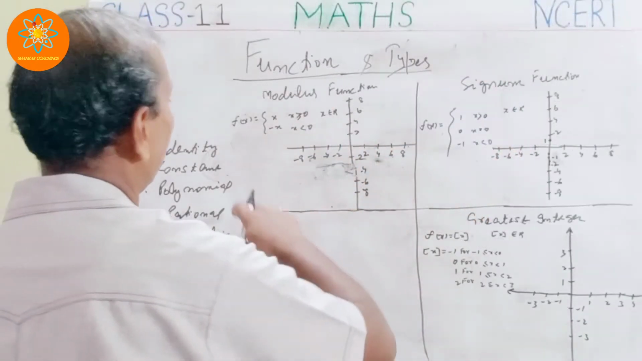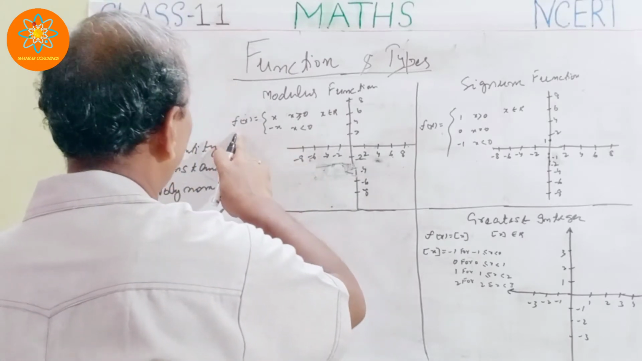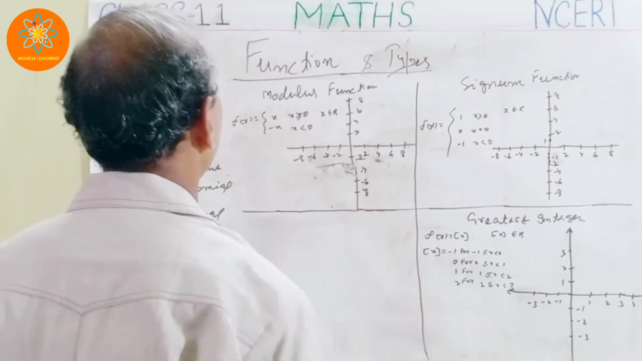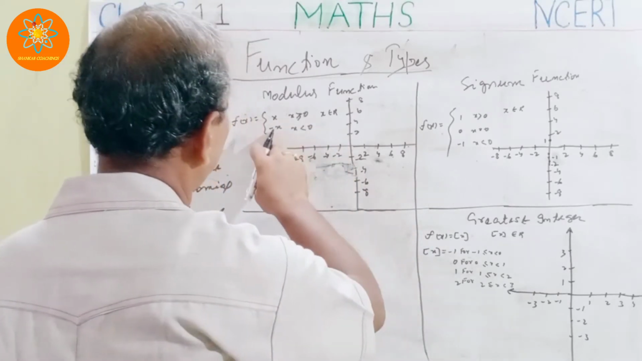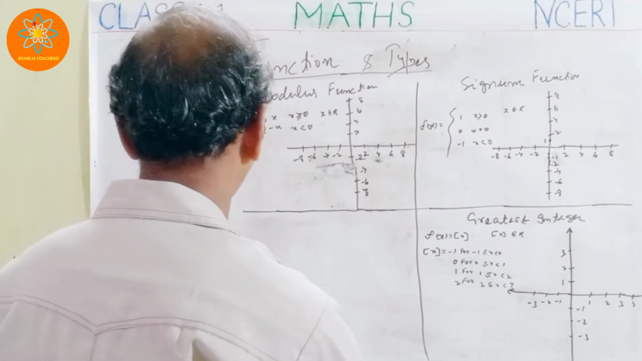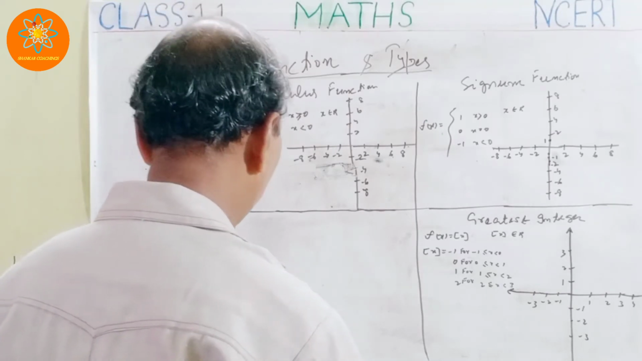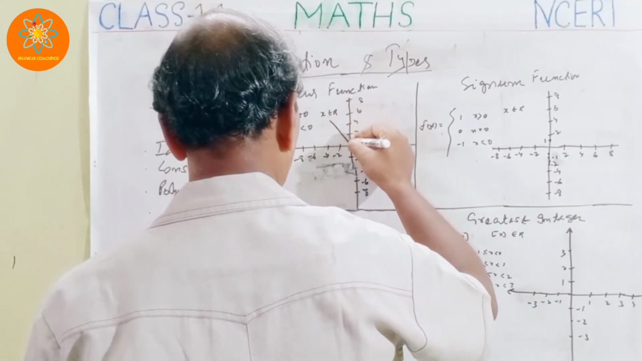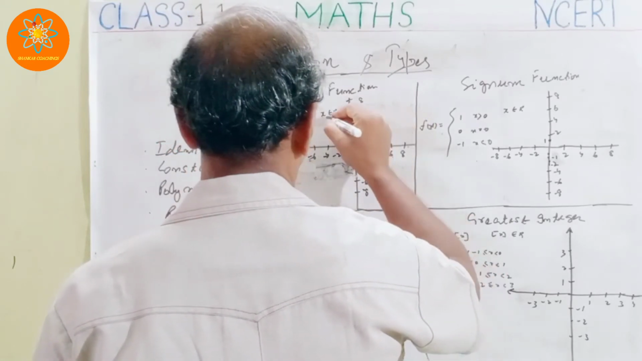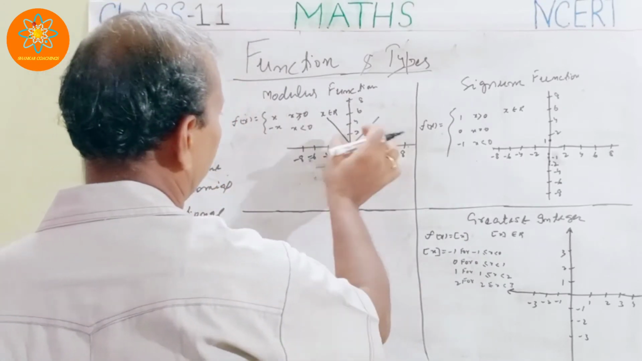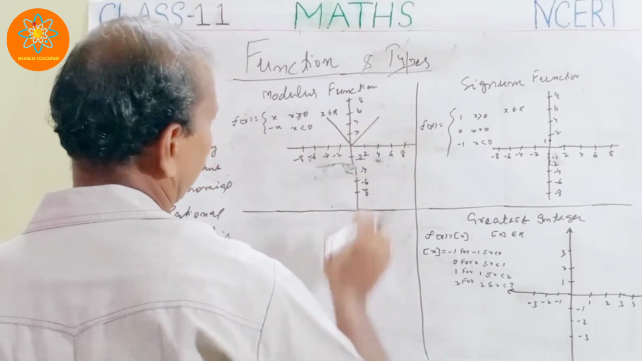Modulus function. The modulus function is defined as f(x) is equal to x when x is greater than or equal to 0, and minus x when x is less than 0. So the graph for modulus x will be like this. X and minus x are there, so this is symmetrical.